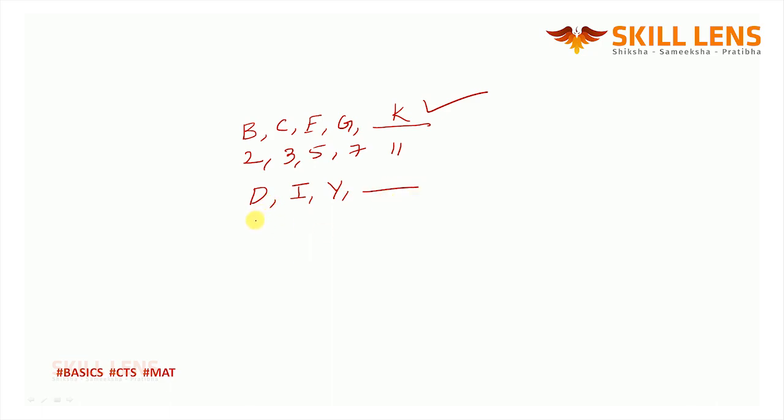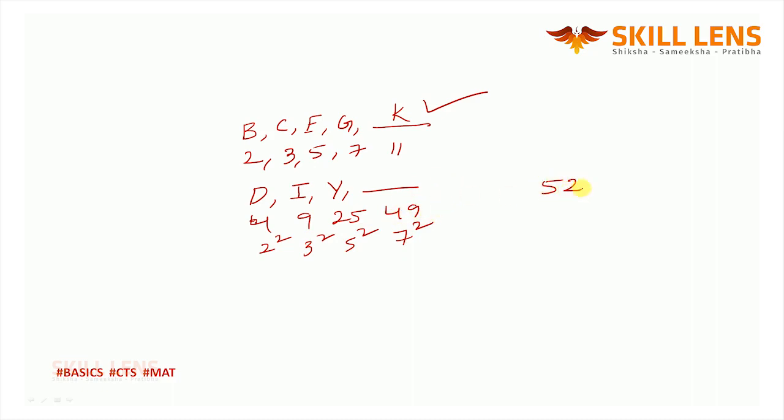So can I say this is going to be the 4th letter, 9th letter, 25th letter? So can I say it's going to be 2 square, 3 square, 5 square? 2, 3, 5 are what? Prime. Next has to be what? 7 square. 7 square is what? 49. But what is the 49th letter? That is important.